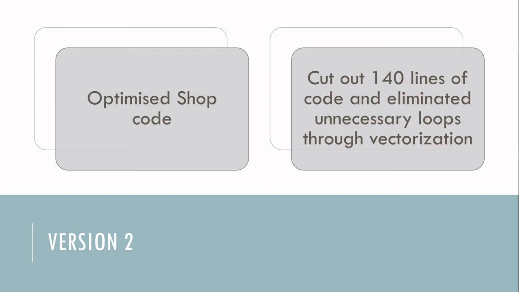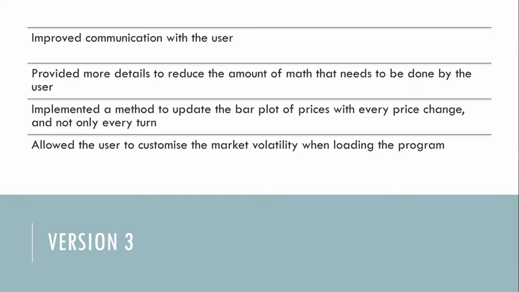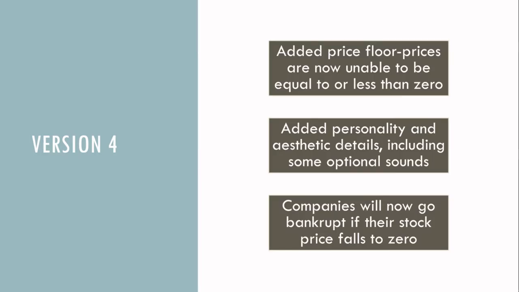The second version was created by optimizing the shop code and cutting out 140 lines of code through vectorization. The third version improved the communication with the user by sharing more details with the player, including how many shares they can buy at any given time, and updates the bar plot of prices with every price change and not just every few turns, and also allows the user to customize the market volatility at this point. The fourth version now made it impossible for prices to be less than or equal to 0, while also adding personality and aesthetic details and then creating the possibility of bankruptcy.